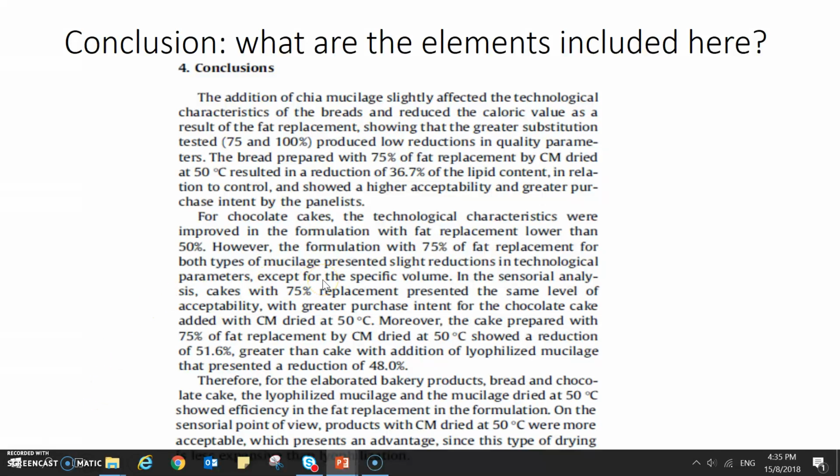This is a sample conclusion in the paper. What are the elements that is included in this conclusion? Pause the video and identify and summarize them.